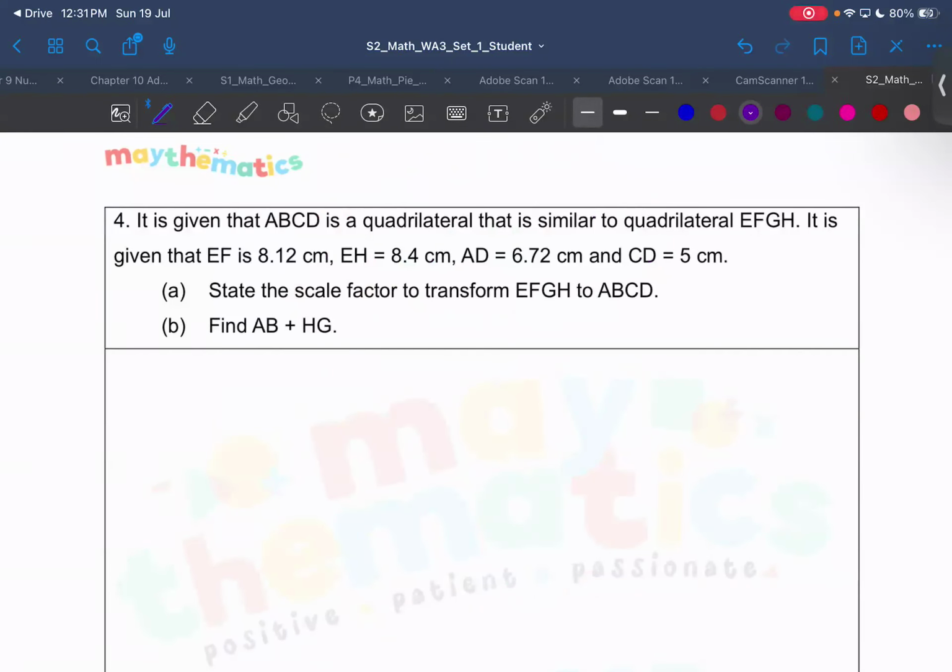Yeah, I will encourage you all to sketch out your quadrilateral. Now this is testing on your similarity. Quadrilateral means any four-sided figure. Can be trapezium, parallelogram, rectangle, rhombus. I'm just going to sketch out a rectangle because the question never says. Make sure they look somewhat similar.